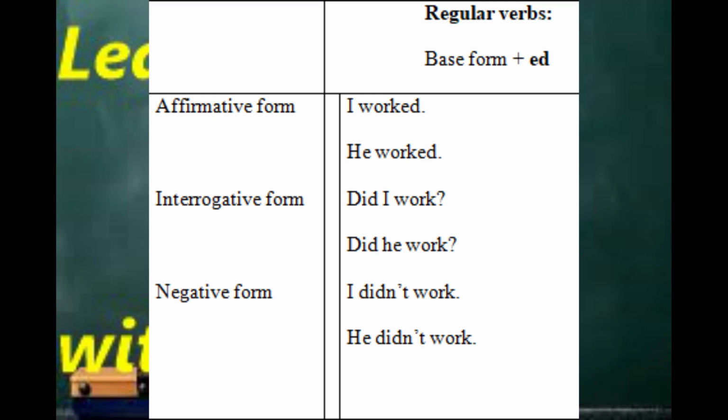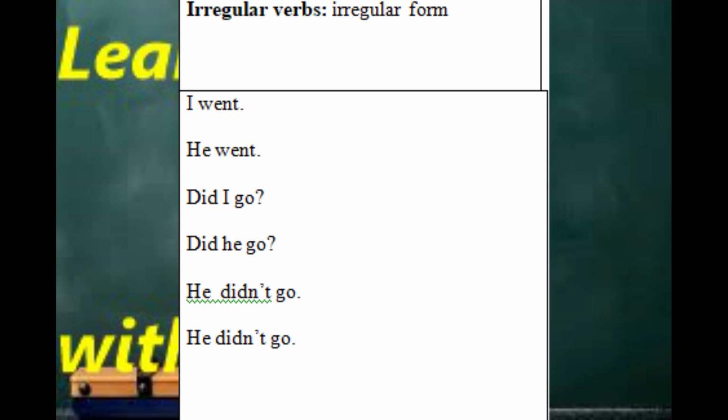Now let's take another example of an irregular verb. Let's take, for example, the verb to go. We said that the verb to go in the past simple is went. So I went, he went. Now, interrogative form. Did I go? Did he go? Negative form. I didn't go. He didn't go.